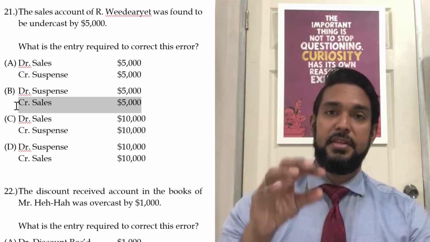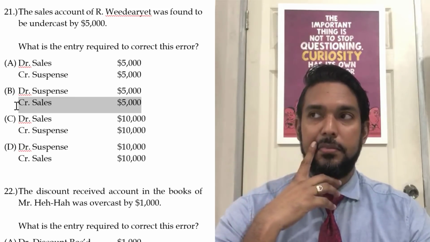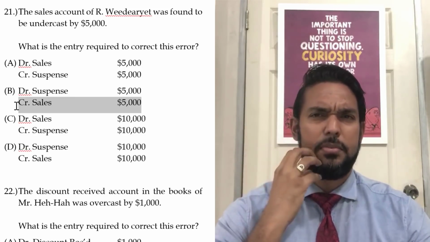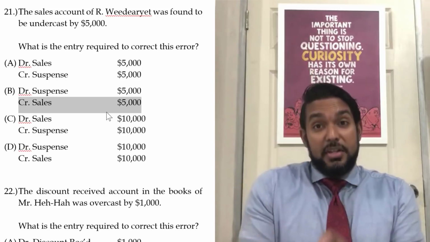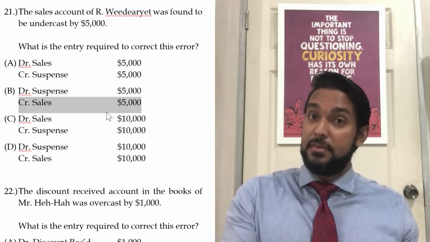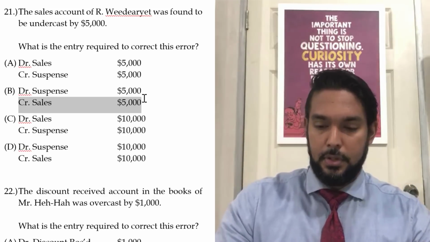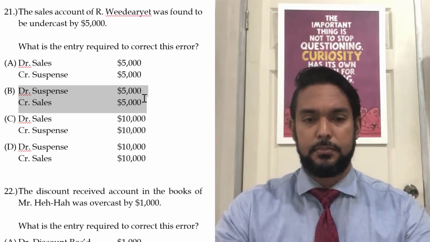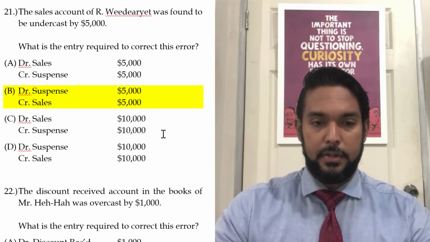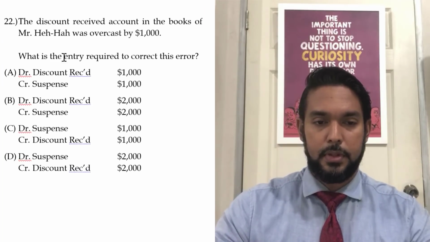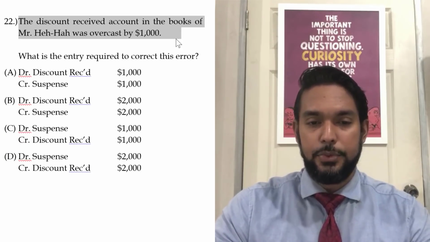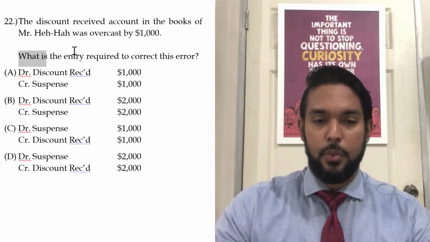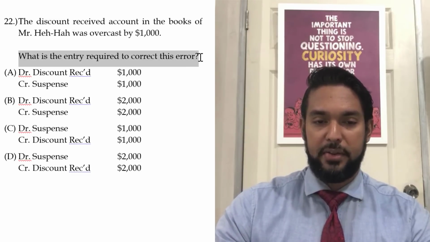But once again, this is a kind of one-sided error. So what T account do we use again to facilitate double entry when correcting errors? The suspense account. And if you have to credit sales to fix this, you're going to have to debit suspense, which actually is this item here. All right, let's scroll on to 22. The discount received account in the books of Mr. Ha was overcast by 1,000. What is the entry required to correct this error?